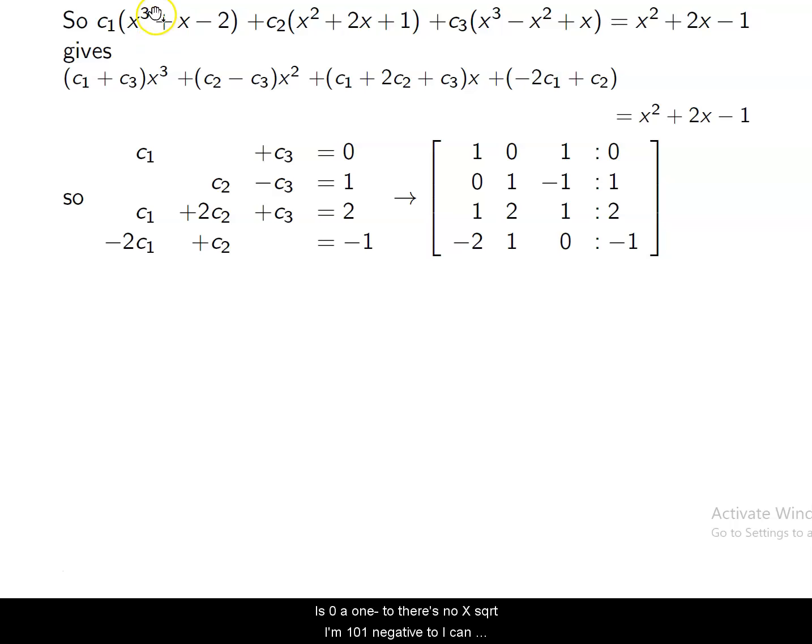1, a 0, a 1, a negative 2. There's no x squared term. 1, 0, 1, negative 2. I can write these as column vectors. If you know that, you can go from here to here right away.